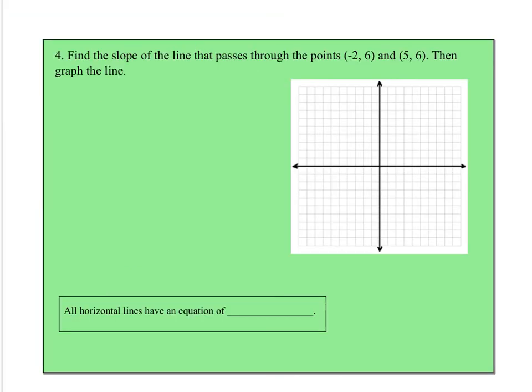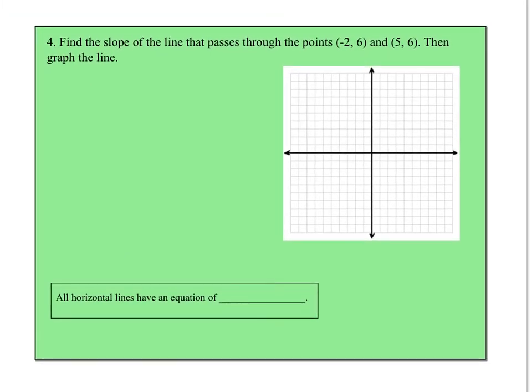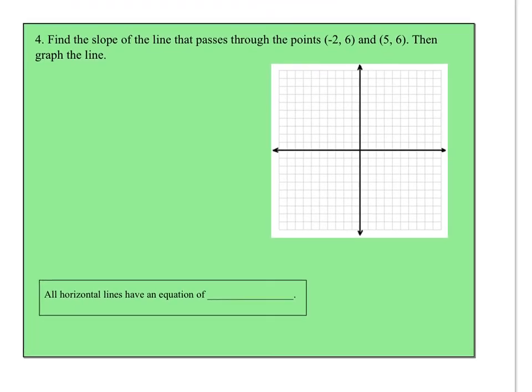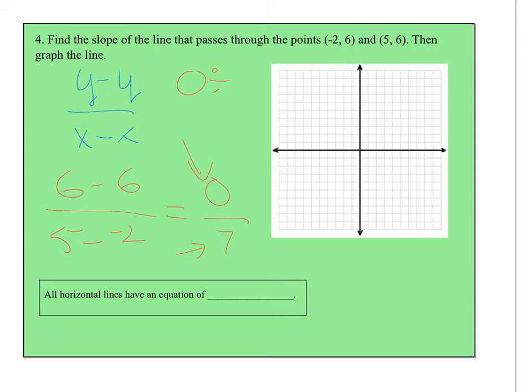So now, find the slope of a line that passes through (-2, 6) and (5, 6), then graph the line. So if I go y minus y over x minus x, something kind of weird happens here. That'll be 6 minus 6 over 5 minus negative 2. So I get 0 over 7. I don't really care about the 7, because 0 divided by any number you want is always just going to be 0. So it's always going to be a slope of 0.